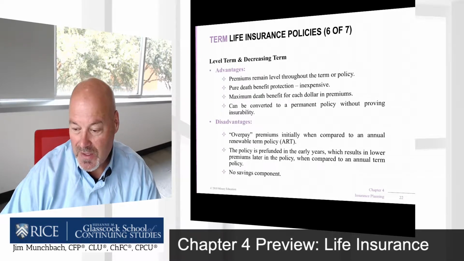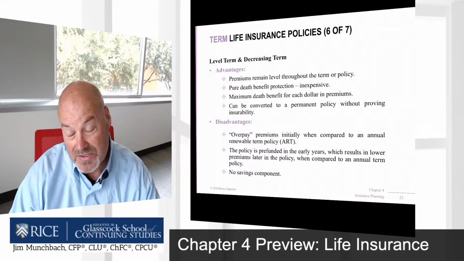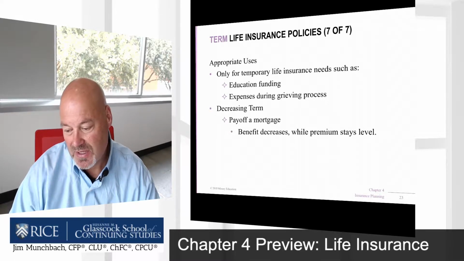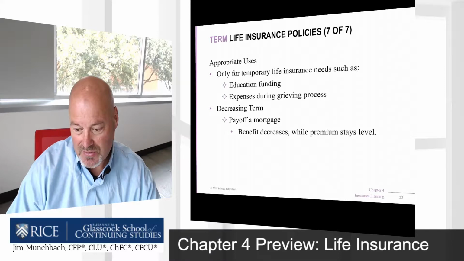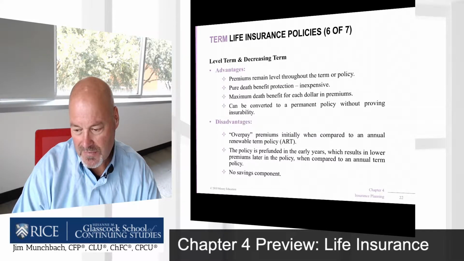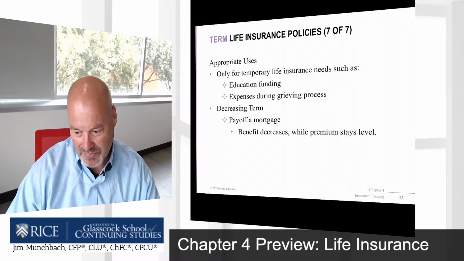Oh, there we go. 6 of 7, level term and decreasing term, some advantages and disadvantages you'll want to know. Appropriate uses only for temporary life insurance, such as education expenses during grieving process. So level term and decreasing term, let's see. I lost my mental place there.